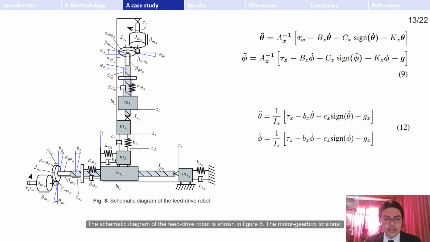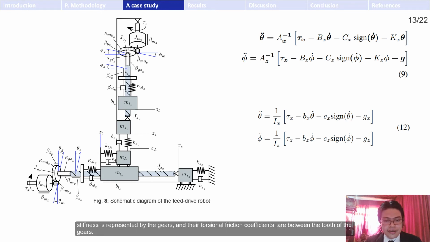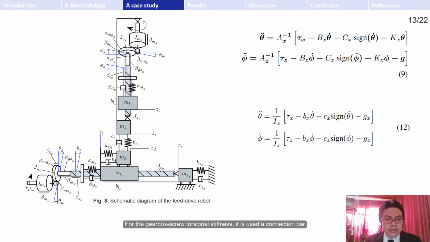The motor gearbox torsional stiffness is represented by the gears, and their torsional friction coefficients are between the two gears. For the gearbox screw torsional stiffness, a connection bar is used, and for their torsional friction, a hollow bar is used.